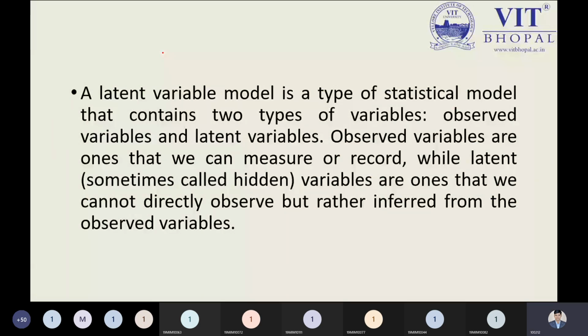Just tell me, is the theoretical portion clear? The difference between the observable variable and the unobservable variable, or latent variable. So observed variable and unobserved variable, or we can say latent variable. Is the difference between these two types of variable clear?